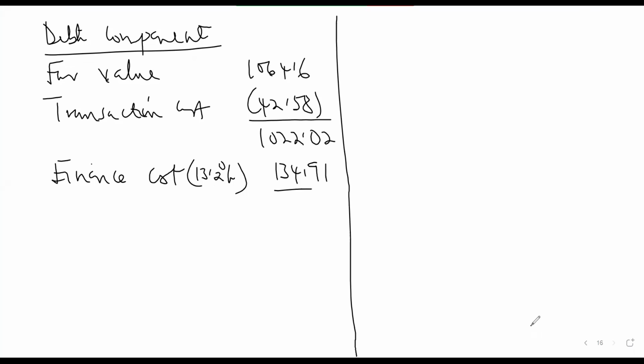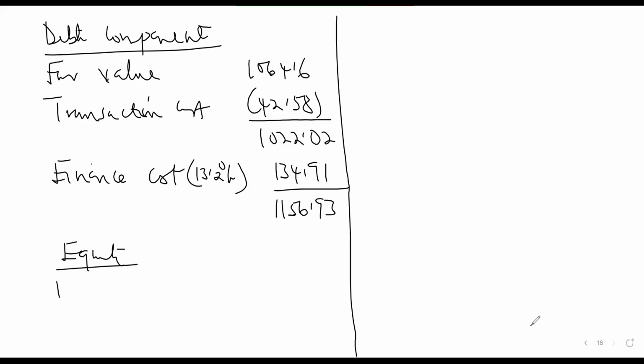134.91. Okay, so there is no coupon payment for this year. So you will not subtract any coupon because the question says that there is no interest that will be paid in the first 2 years. So 1022.02 plus 134.91. I'm having 1156.93. Let's count to the equity.